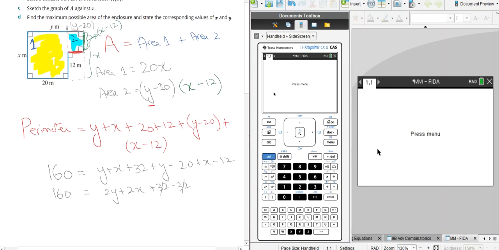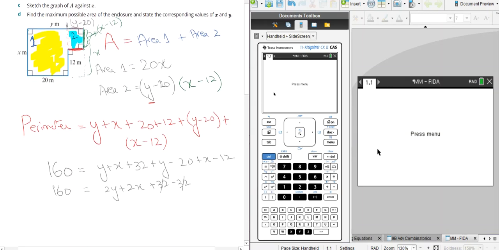I'll move down a little. And eventually, if you work this out and make y the subject, you will get y as 80 minus x. That is my y value. Now remember, this is not my final answer. It's just my y in terms of x.